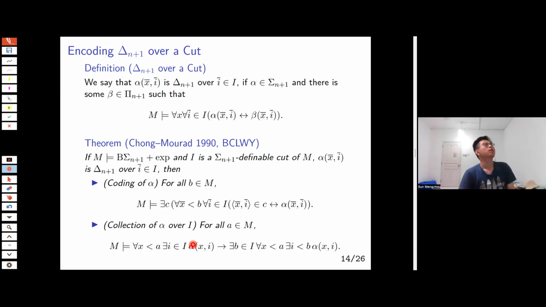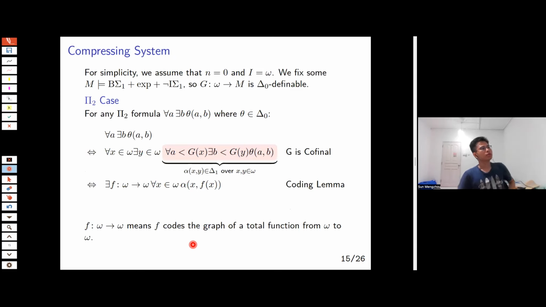Okay, so that's what we need to do coding here. So let's say how the compressing works. As I just said, I will state the compressing as a rewriting system. We are going to rewrite arbitrary formulas into some normal form. And here I will not give the whole proof. I will do the Pi_2 case and the Sigma_3 case, and the general case is quite similar to the Sigma_3 case. And here, for simplicity, we just assume that n is 0 and I is omega. And in the future, I will give the general version. So this is not important here.